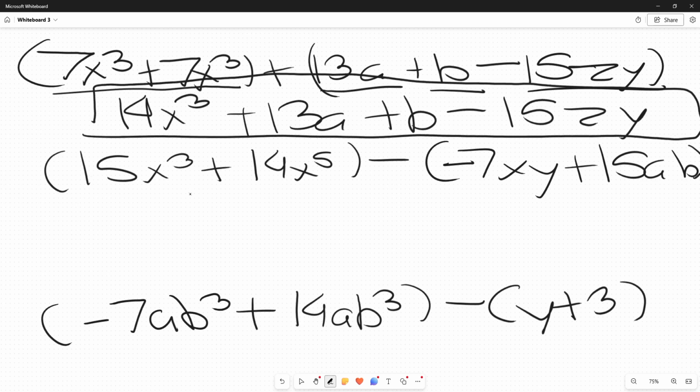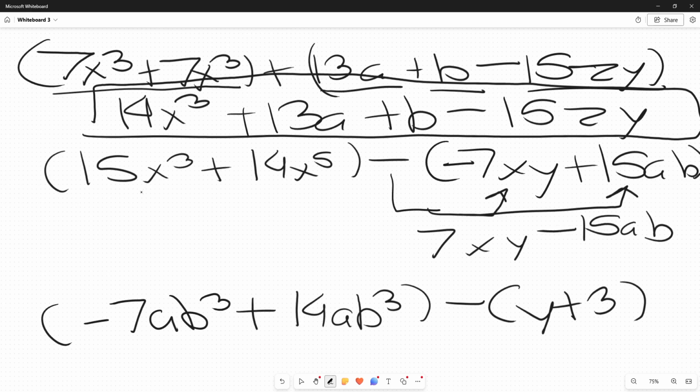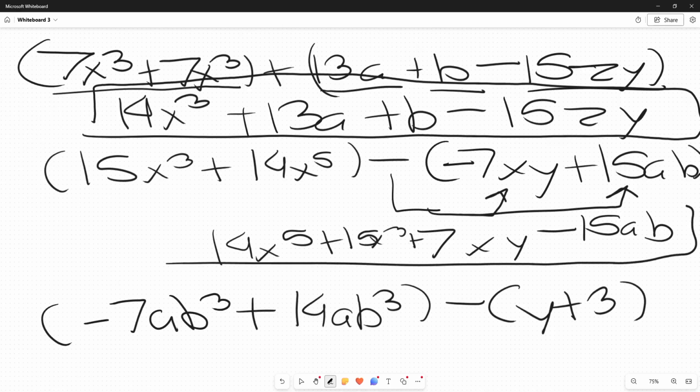So next, you're given here 15x cubed plus 14x to the power of 5 minus negative 7xy plus 15ab. So as we've seen earlier, we are given a negative symbol again. So we just distribute it again to each of the terms. So the final answer would be positive 7xy negative 15ab. And furthermore, let's just bring down these two terms. So 14xb plus 15x cubed. That's the final answer you can have.